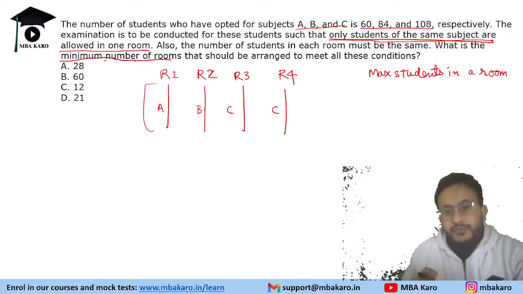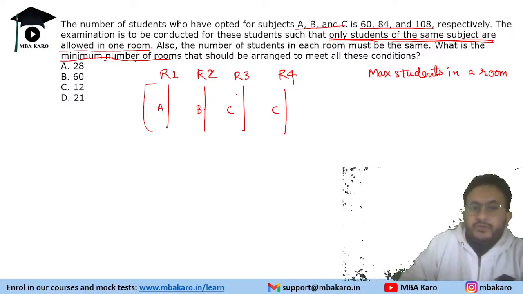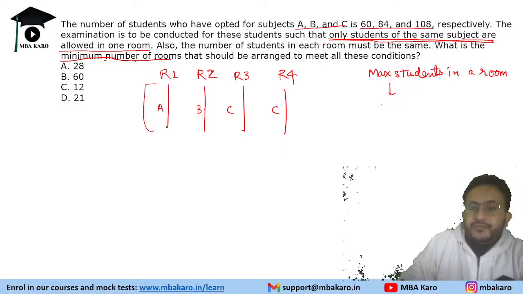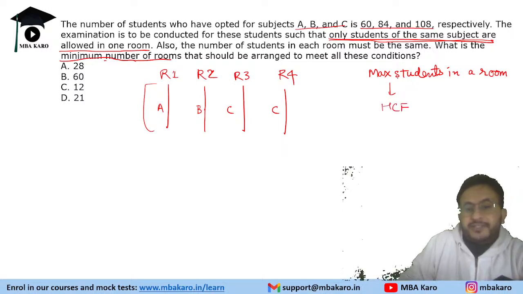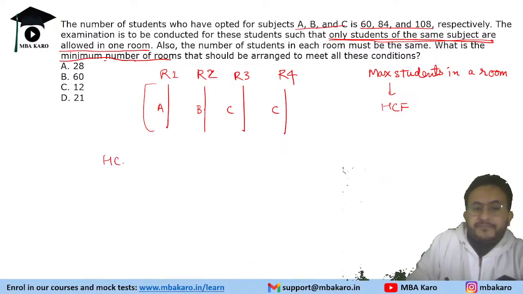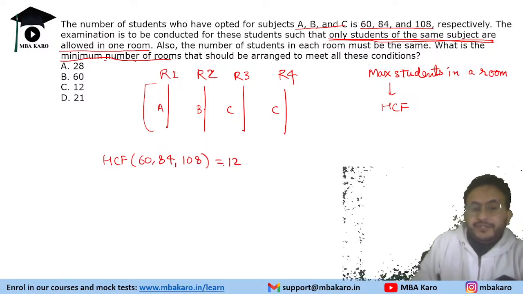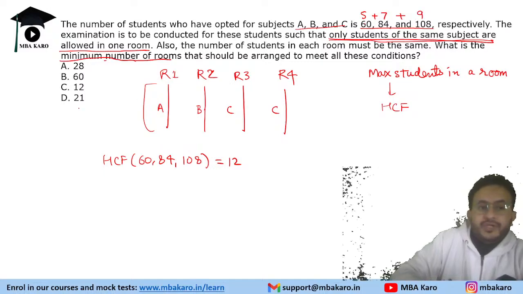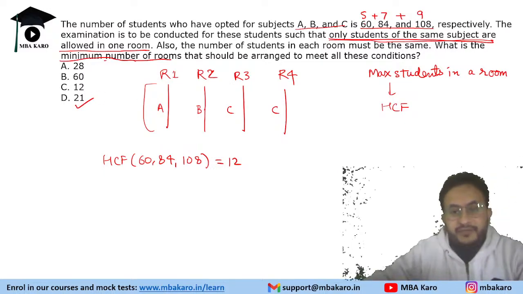So what will the maximum students in a room be? We can have one student, two students. Basically, max students in a room is the HCF of these numbers. So what is the HCF of 60, 84, and 108? The HCF is 12, right? So the HCF is 12. For this class, you need 5 rooms. For this, you need 7 rooms. And for this class, we need 9 rooms. So in all, we need a total of 21 rooms.